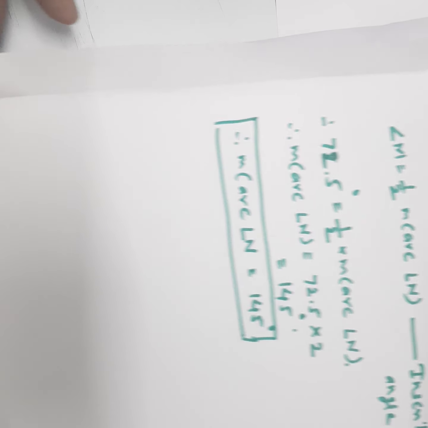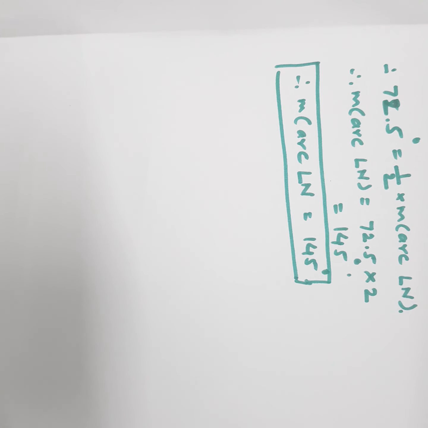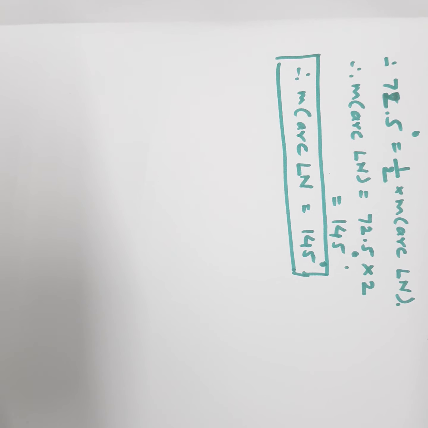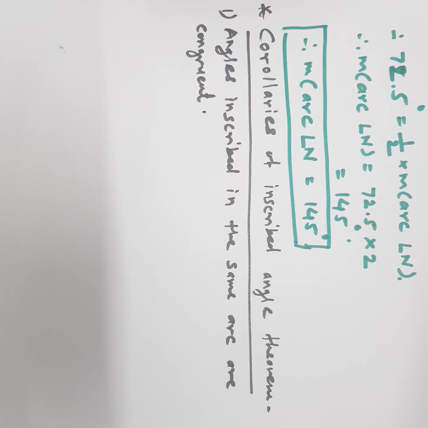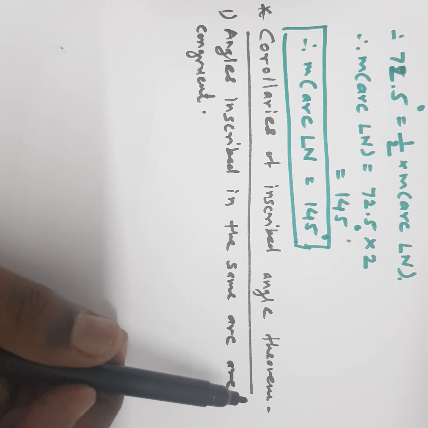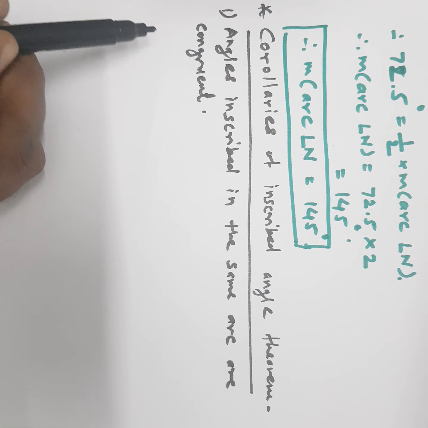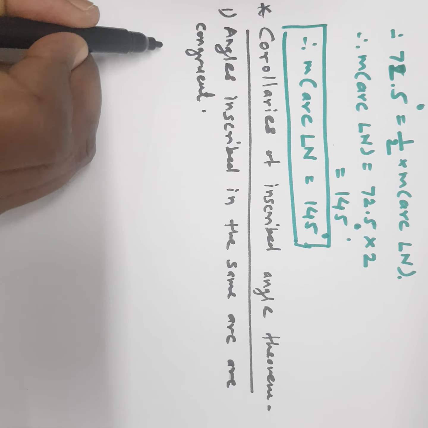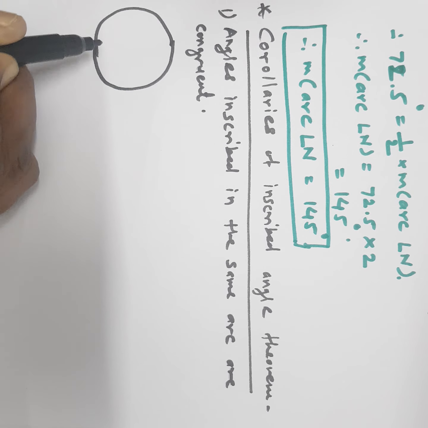Now we will see corollaries of the inscribed angle theorem. Corollary means उपप्रमेय in Marathi. We will see the corollaries of the inscribed angle theorem. Let us see the first corollary. First corollary: angles inscribed in the same arc are congruent.